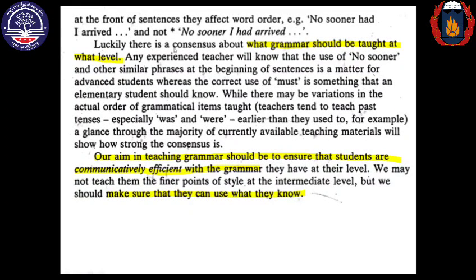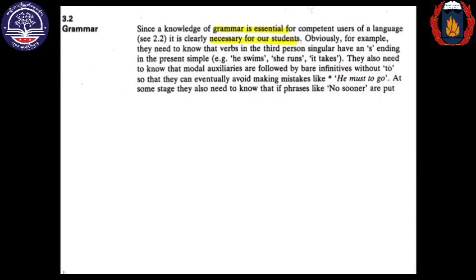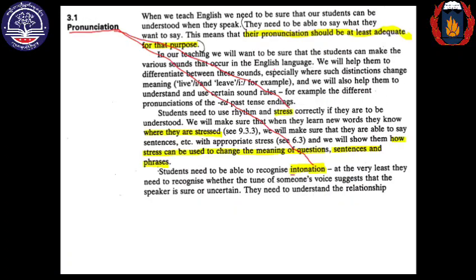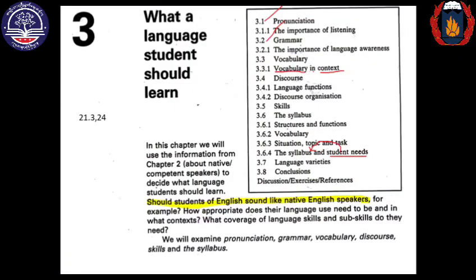How can we get the meaning? By using general vocabulary and context. Vocabulary 3.3.1, vocabulary in context. It is important. Most English words have more than one meaning, so context matters.